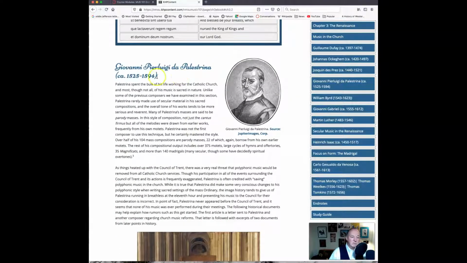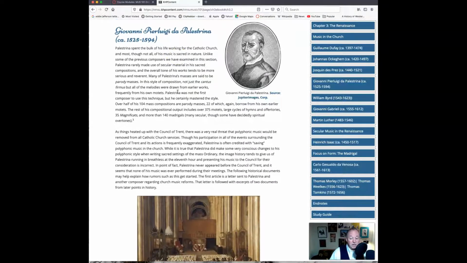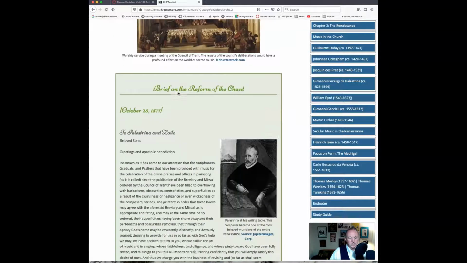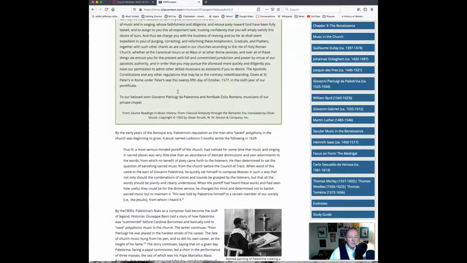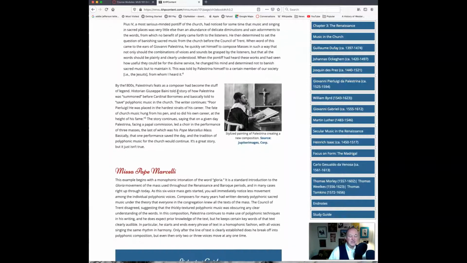And the guy who responded to their demands, historically, is this guy, Palestrina. Now, there's a false story that Palestrina went running into the Council of Trent at the last moment and saved the day and saved polyphony with a piece called the Pope Marcellus Mass. It's absolutely not true. But it's a good story, so we tell it anyway in music history. It is true that he responded well to the demands of the Council of Trent, and he changed the way people were using polyphonic texture.